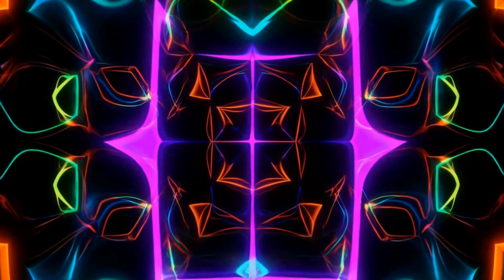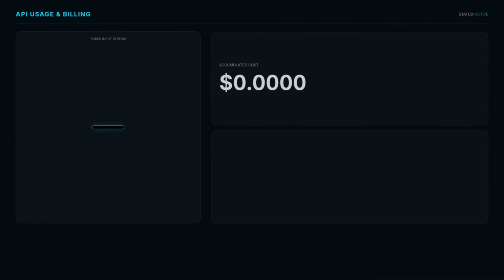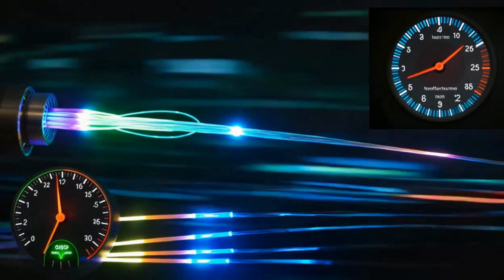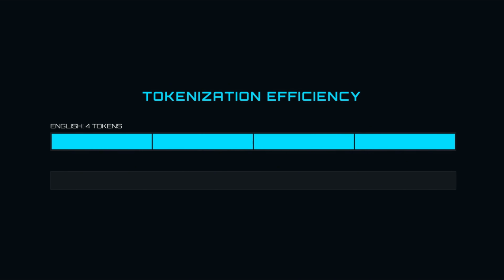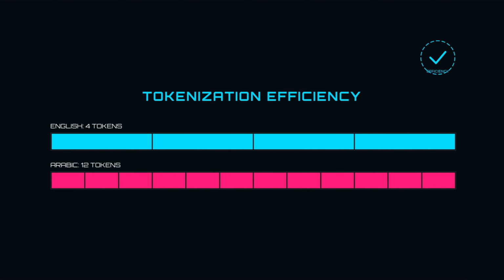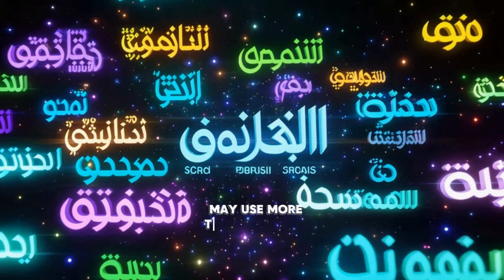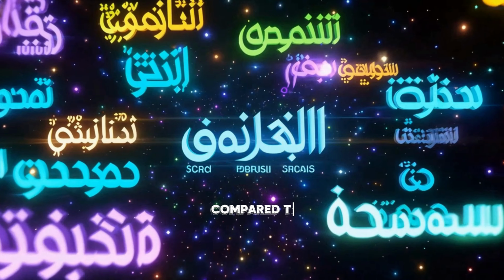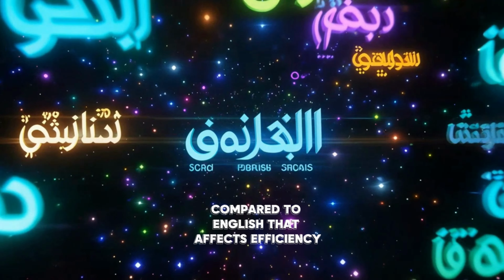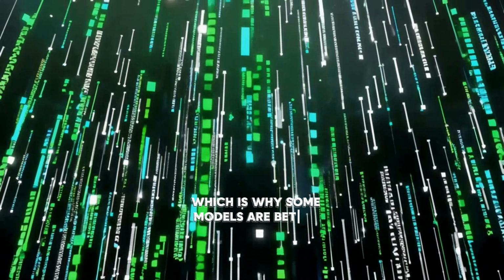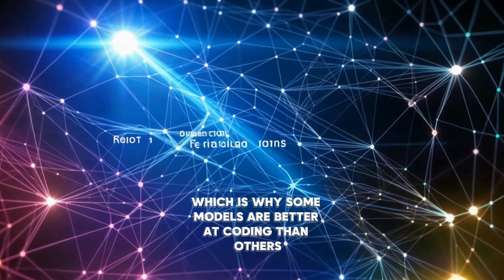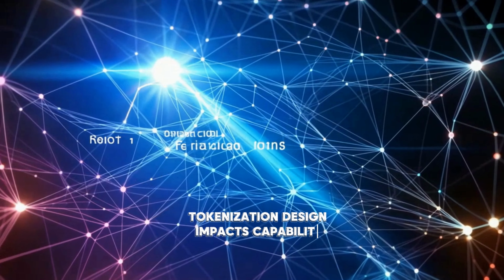Tokenization affects cost. Most AI APIs charge per token. More tokens equals more cost. It also affects speed. More tokens equals more computation. And multilingual performance. Some languages break into more tokens than others. For example, languages like Arabic or Tamil may use more tokens for the same sentence compared to English. That affects efficiency. Code generation also works differently than normal text, which is why some models are better at coding than others. Tokenization design impacts capability.